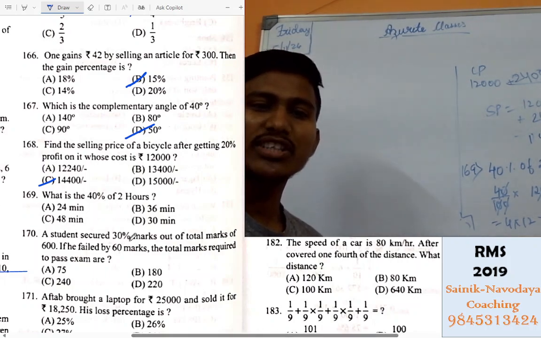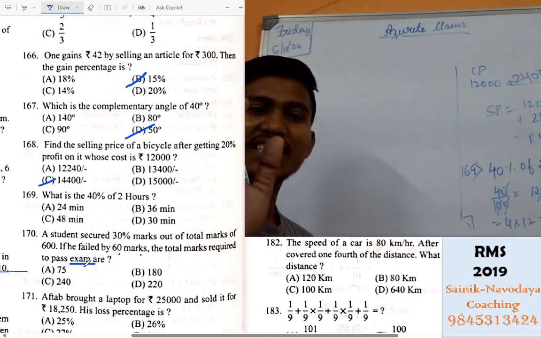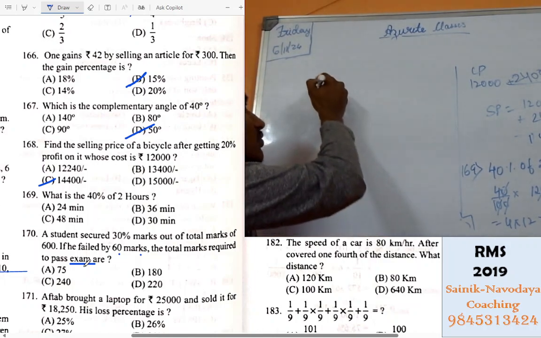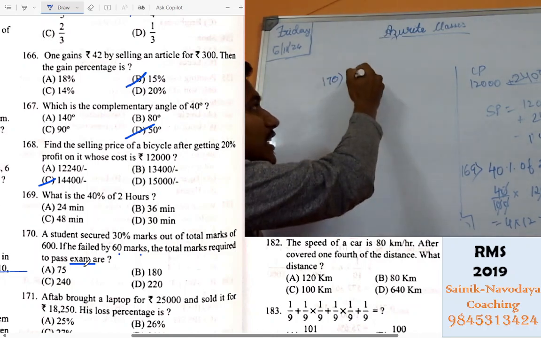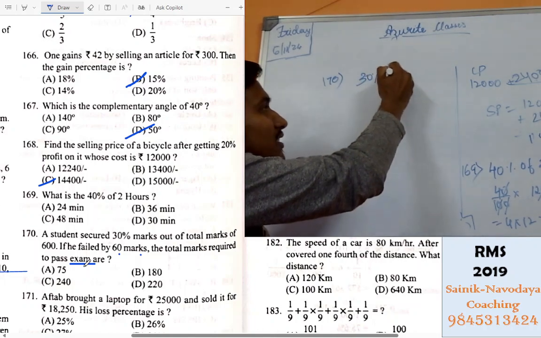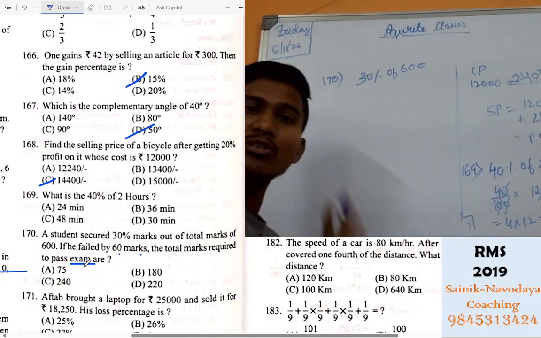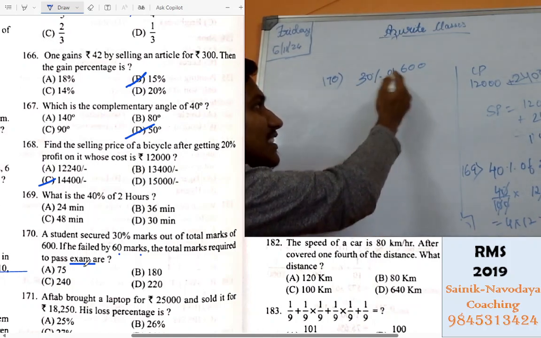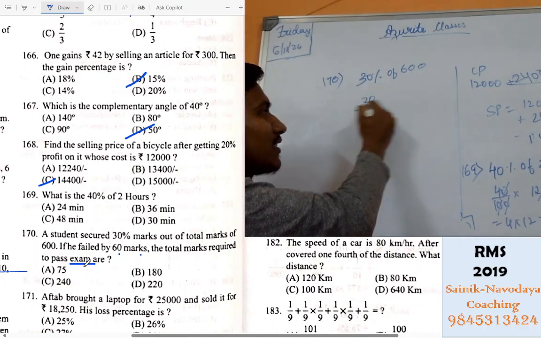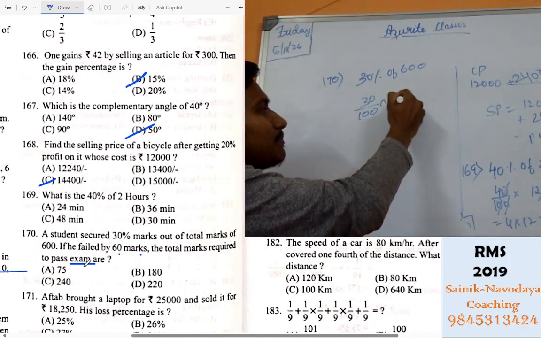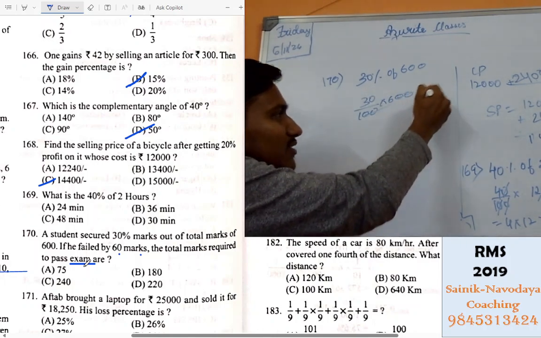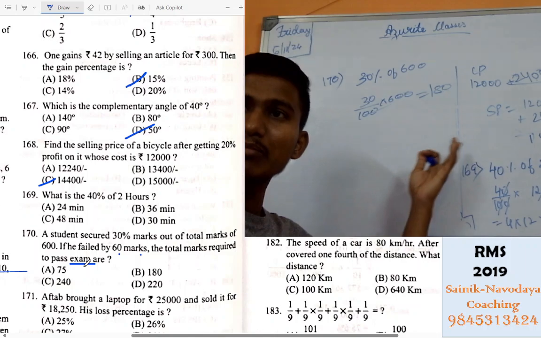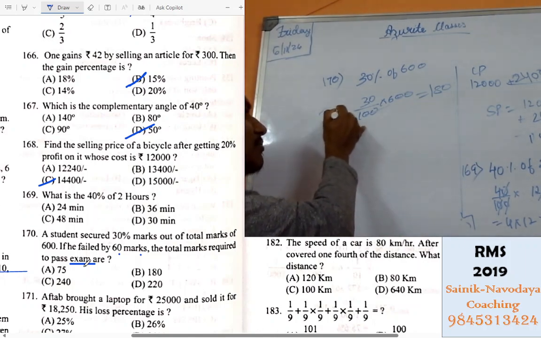So a student secured 30% marks out of total 600. If he failed by 60 marks, total marks required to pass is, they are asking. So how much is he taking? He took 30% of how much? 600. 30% of 600 will be how much? 6 3s are 18, so it will be 180 marks.